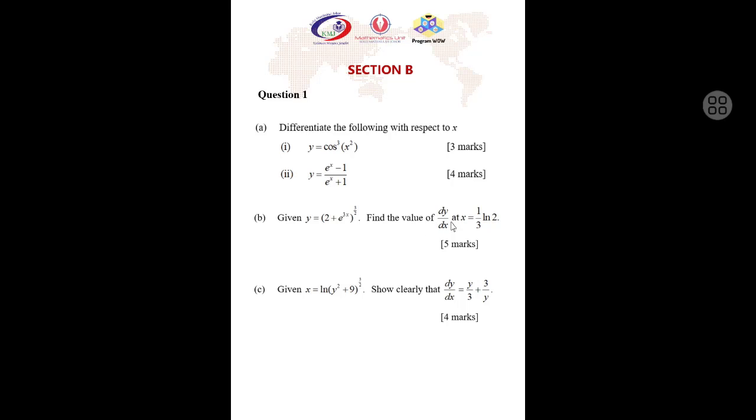They want you to find the value of dy/dx at x equals 1 over 3 ln 2. Then for part C, they give you x as a function of y, and they want you to show dy/dx equals y over 3 plus 3y. So we look at the first question, 1A first. 1A1 first.